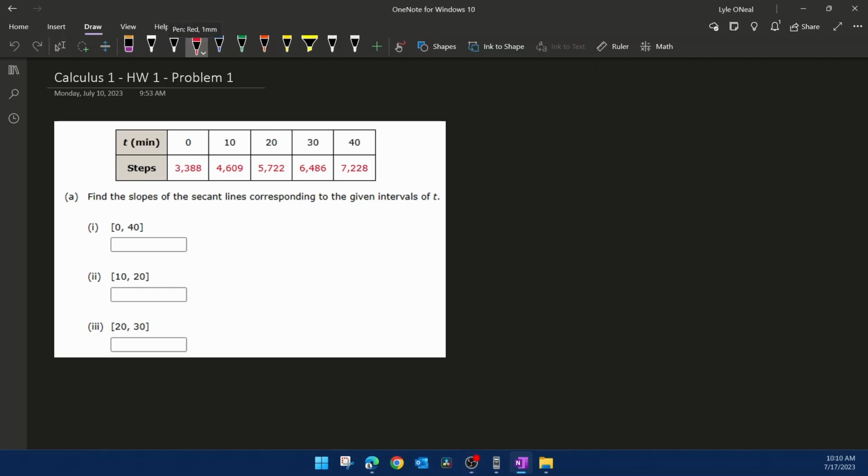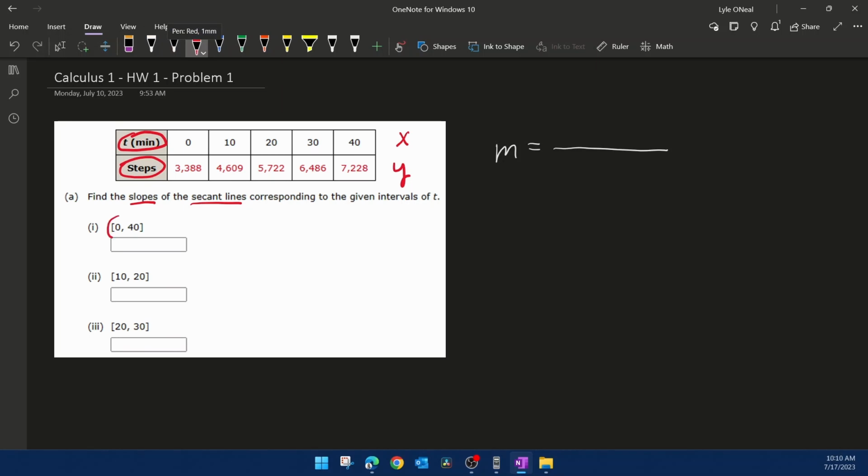All right, so the first thing we need to do once we're in our scratch work here is determine x and y. T, the number of minutes, is going to be x because that's our input, and the number of steps is determined by how many minutes we've been walking, so the steps is the output. And then we need to find the slope of the secant lines, knowing that a secant line has two points on the line. Setting up the first slope formula, that's going to be y2 minus y1.